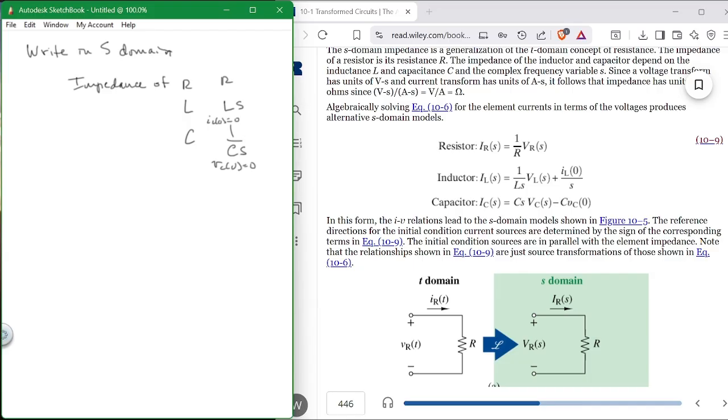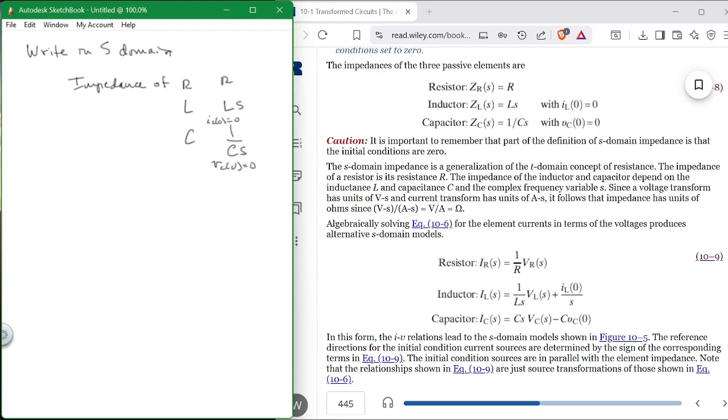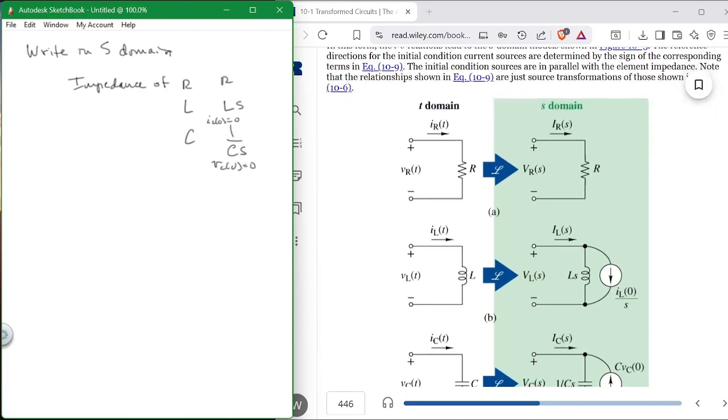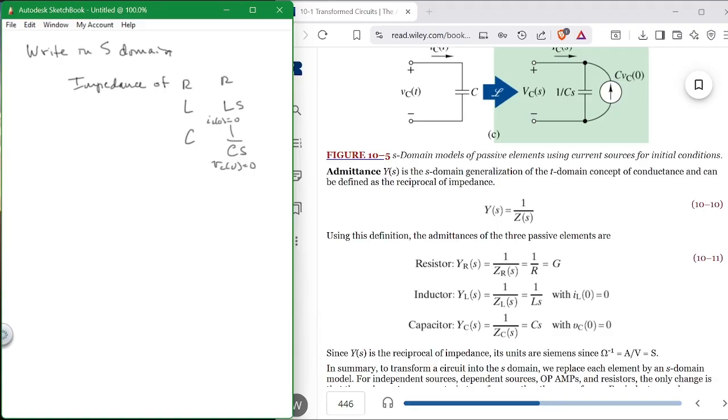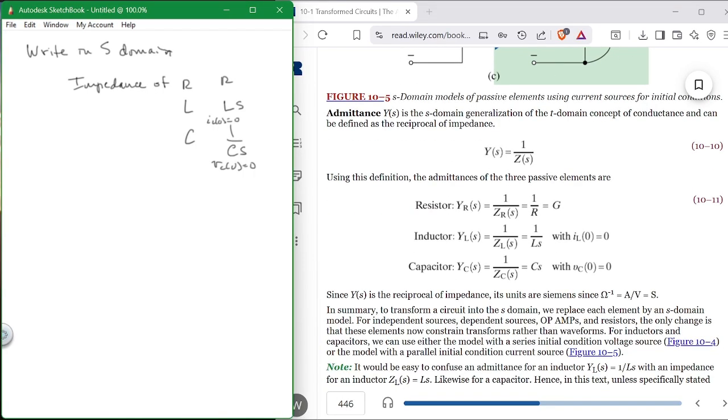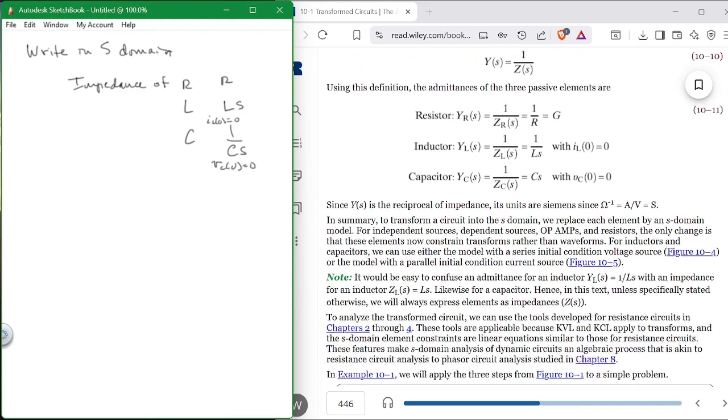The current through a resistor is 1 over R times V of S. Now this paren S you can forget about, but this part here you can't forget about. When you're writing these rules down, when you're looking at these rules, 10.8 and 10.9 are golden. I'm not going to worry about 10.11.